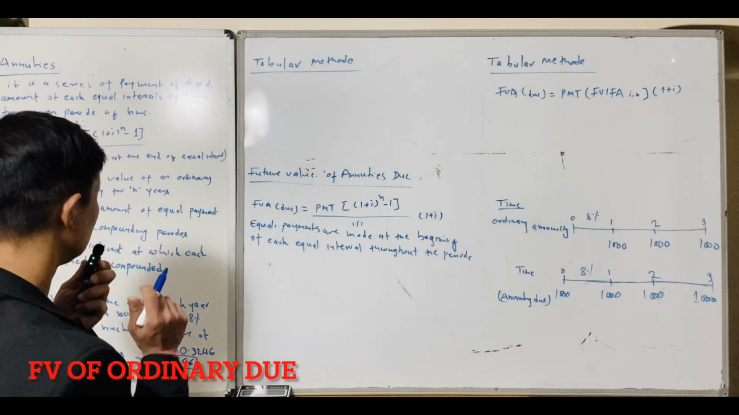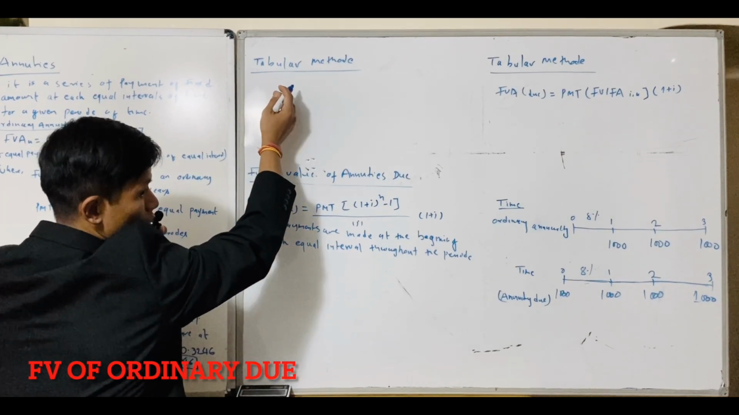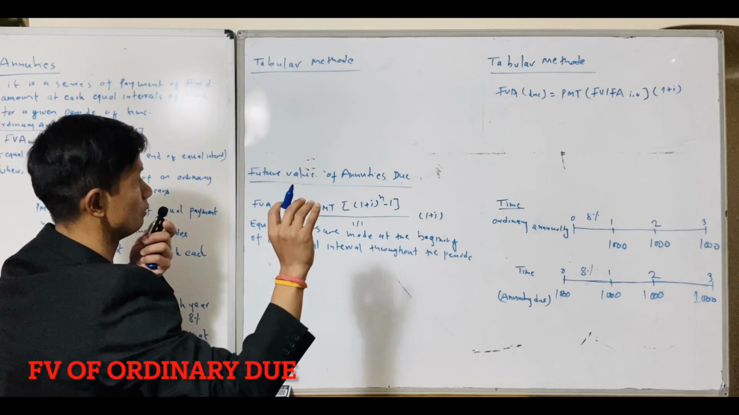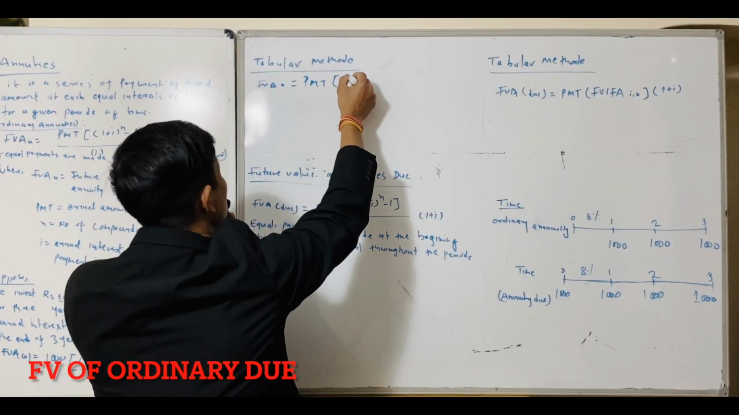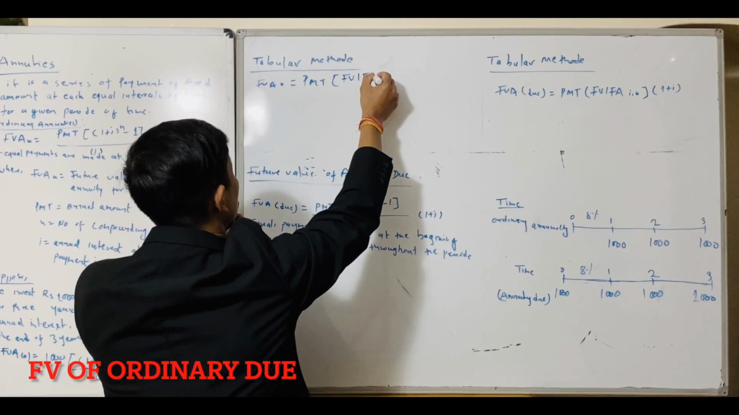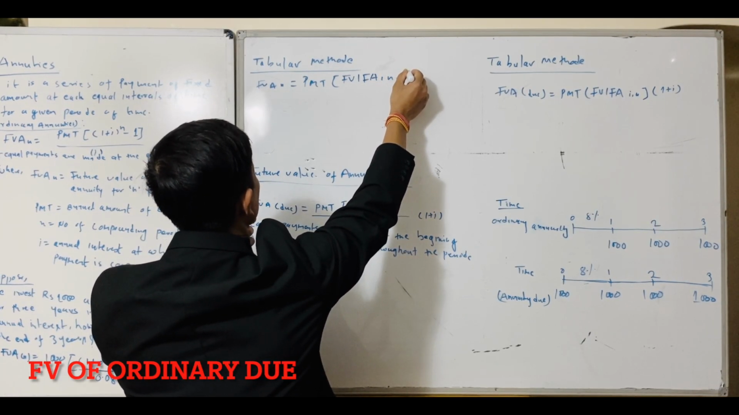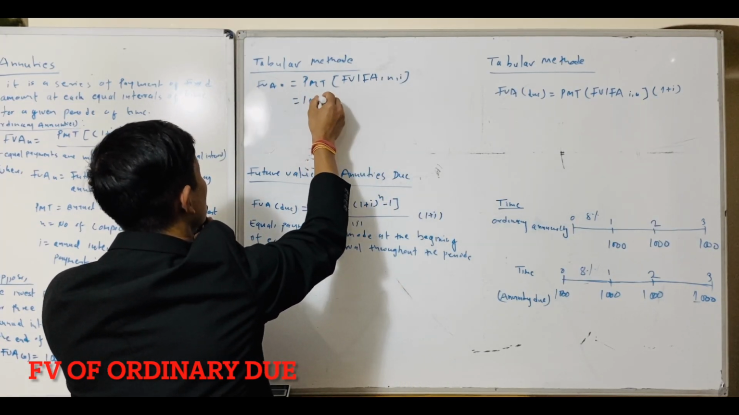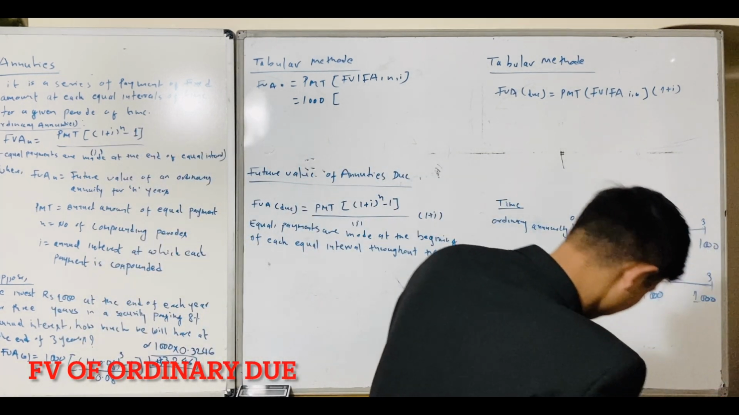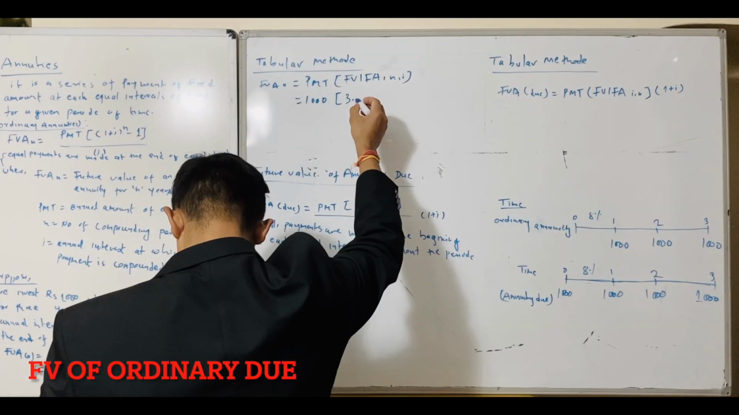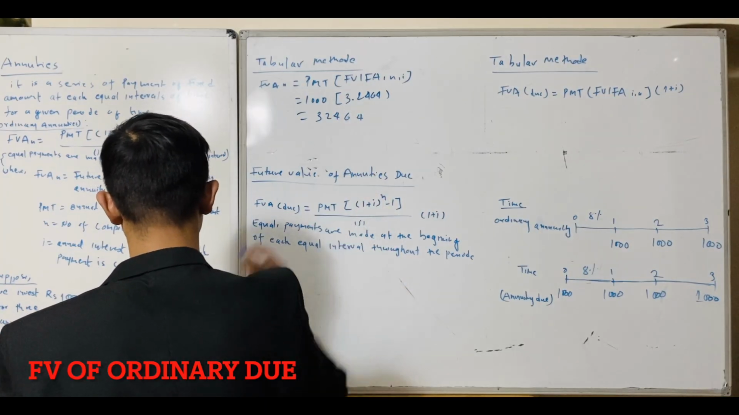So let's have a look at the tabular method. The tabular method is very simple, where we look at the annuity tables. The future value is payment times the future value interest factor of annuity at I and n. So we get 1000, and if you look in the table, we get the figure 3.2464.